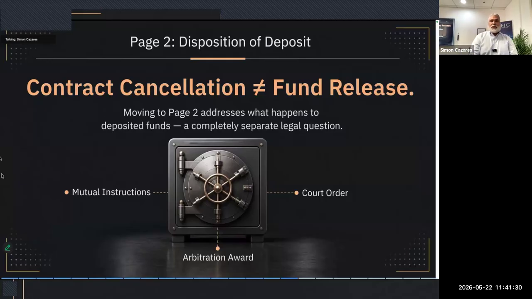So moving to page 2 addresses what happens to the deposit funds, a completely separate legal question. Mutual instructions, arbitration award, or court order can happen if there is no agreement, then obviously it gets escalated, right?